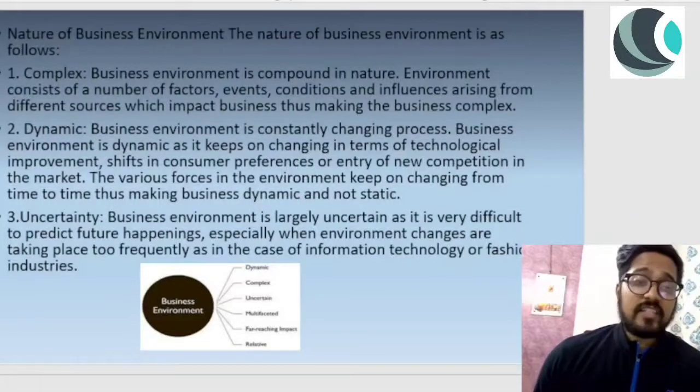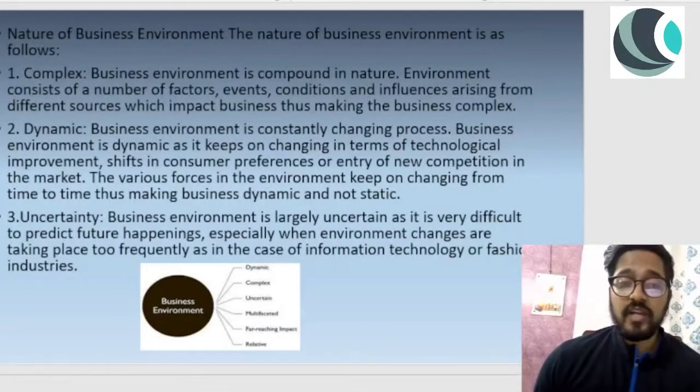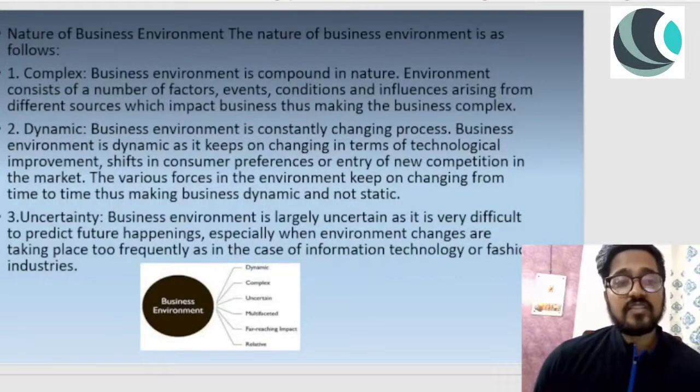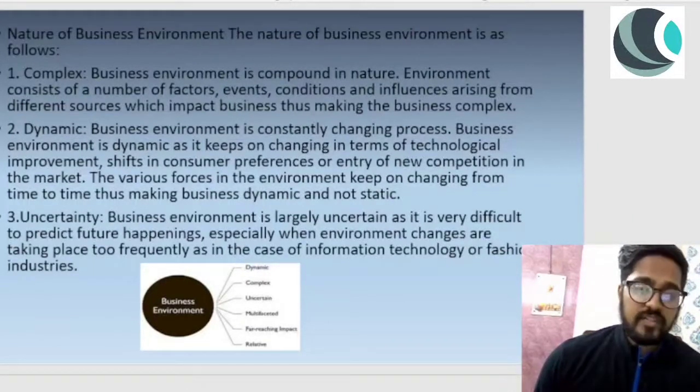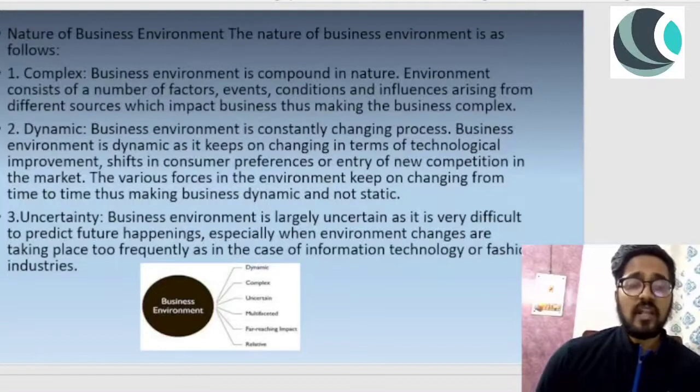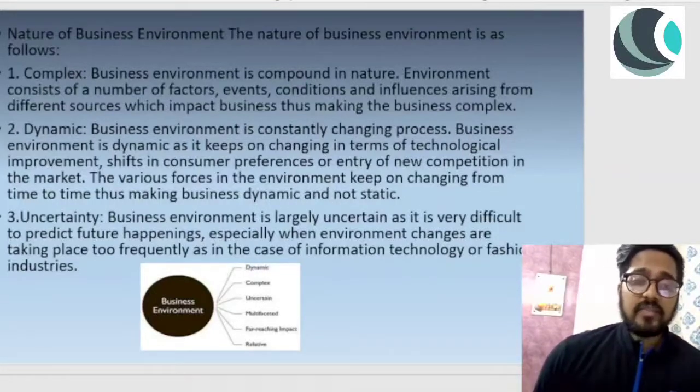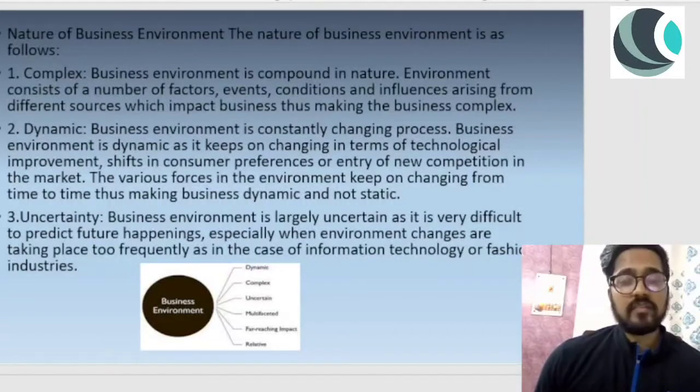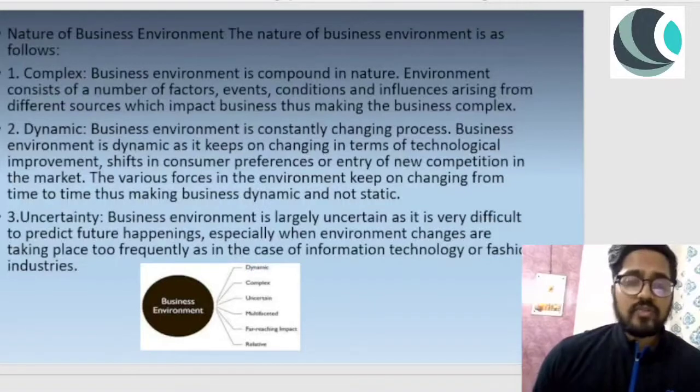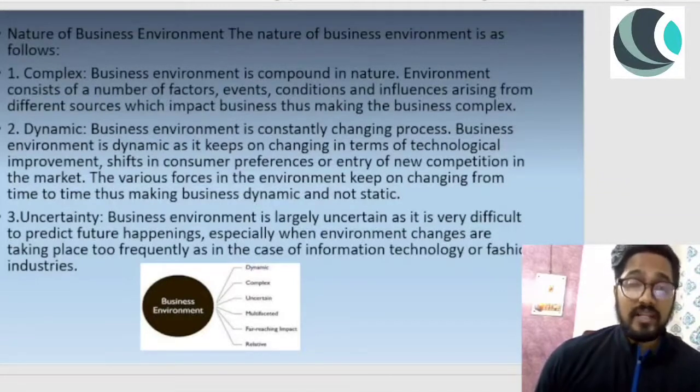The third part is uncertainty. Business environment is largely uncertain, as it is very difficult to predict future happenings, especially when environment changes are taking place too frequently, as in the case of information technology or the fashion industry. So you must be realizing that what is in fashion today won't be in fashion tomorrow because time is changing quickly. People are adapting new clothes, and then moving on because of the latest trends. People are moving with the trends, right? So business environment is quite uncertain.